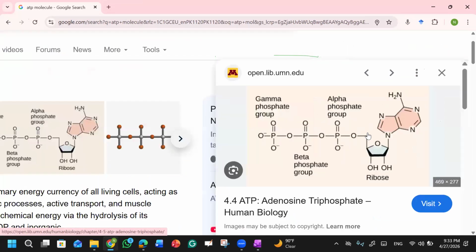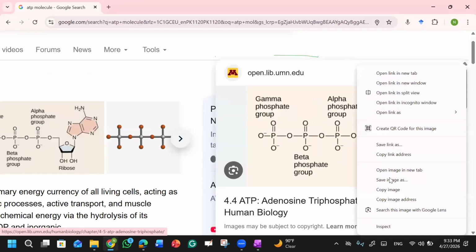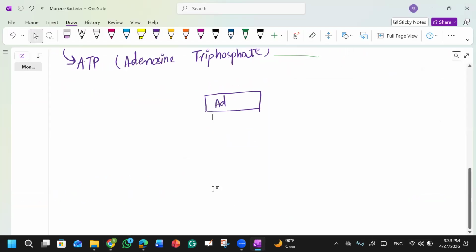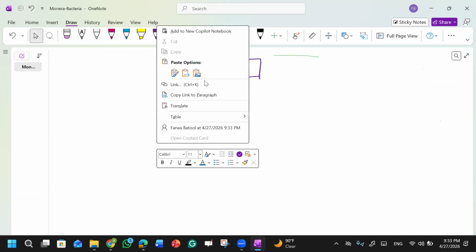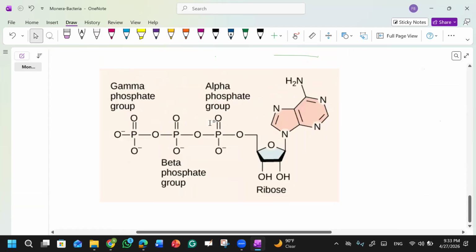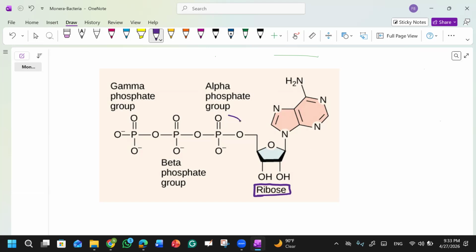Now, if you see this, what is over here? Let me copy this and we can edit this. If you see this, you have this sugar in it. There is a sugar molecule. There are three phosphate bonds. These are phosphate bonds, three phosphate. This one is the first phosphate.